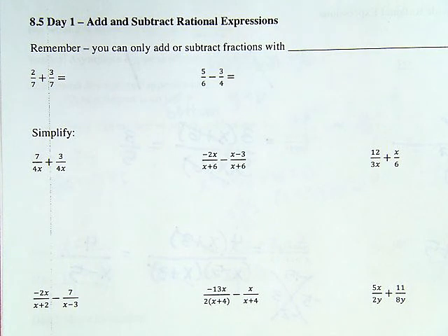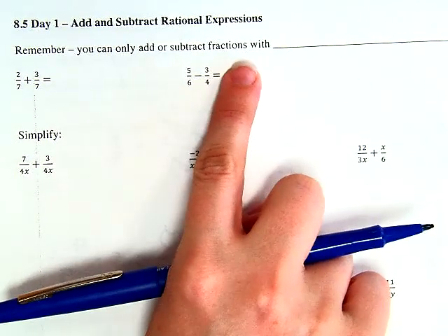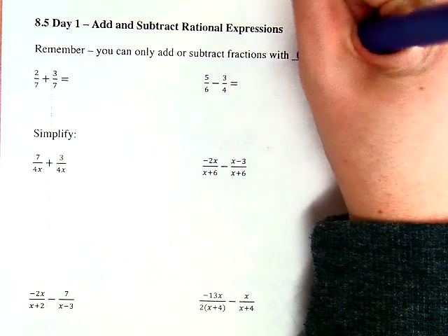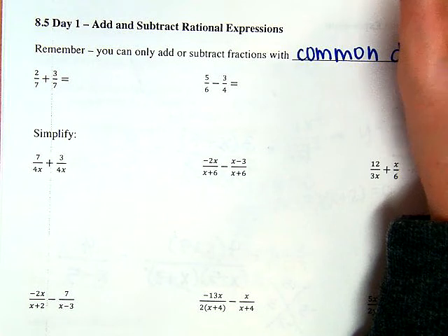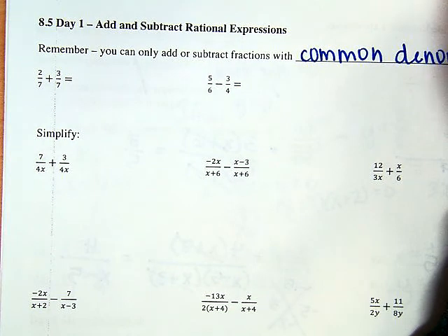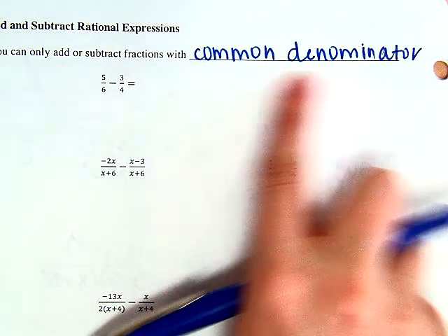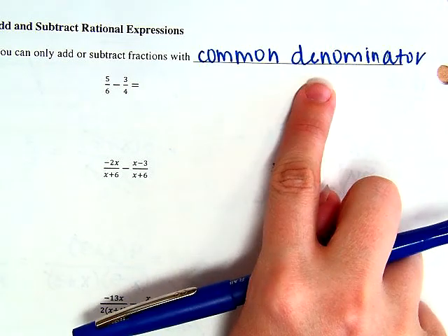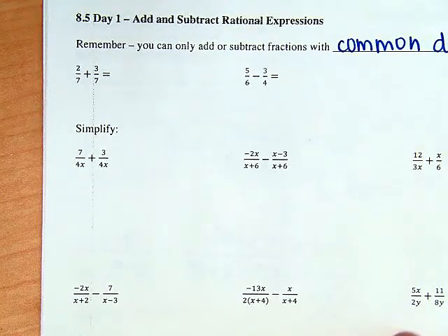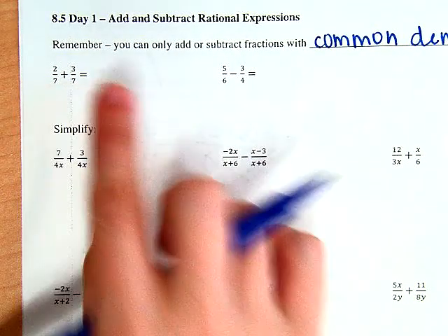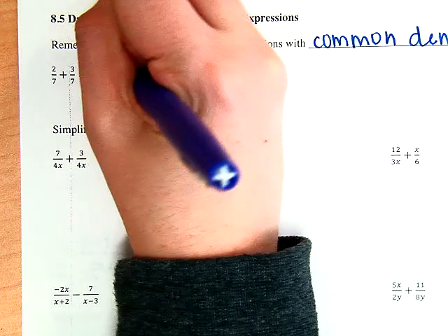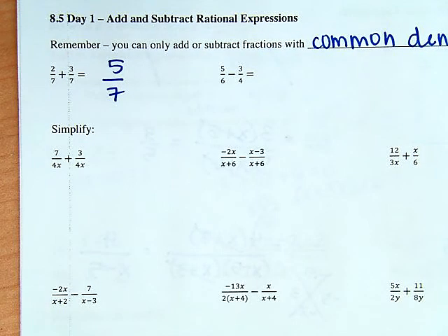8.5 day 1, we're adding and subtracting rational expressions. So remember, you can only add or subtract fractions when they have a common denominator. When the bottoms of the fractions are equal, then you can add or subtract them. So the first one, are the bottoms equal? Yes. So I just add the top, 5, keep the bottom the same.